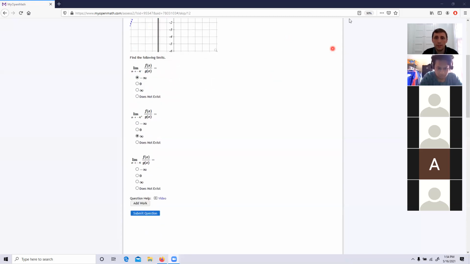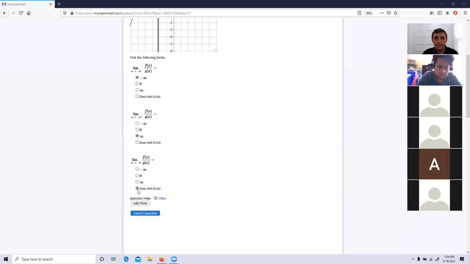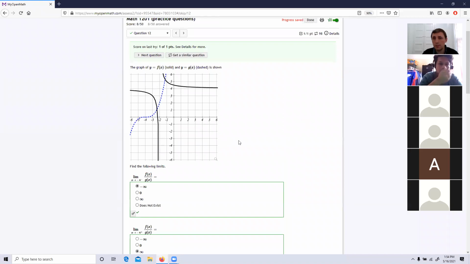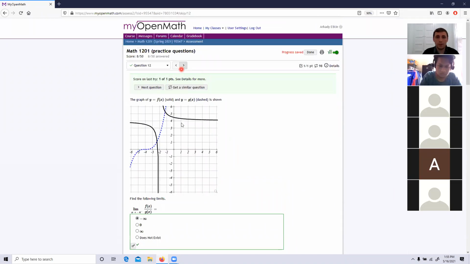And what about the limit as x goes to -4? As x goes to -4 is what? Very good. Doesn't exist. Yes? All right. And lo and behold, we did not make a mistake. Good? Any questions? You understand how we solve this problem?